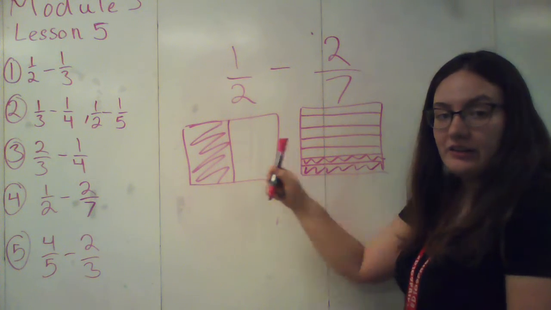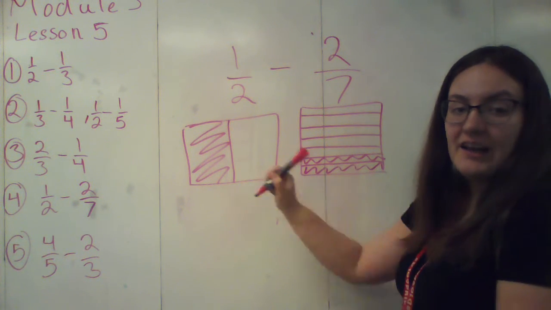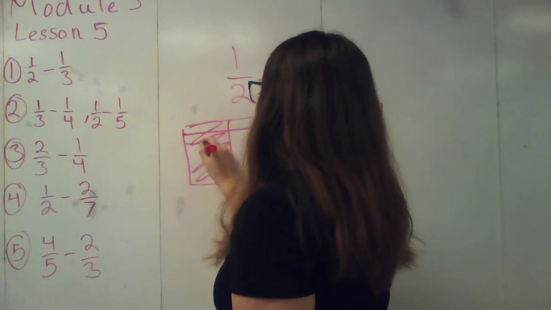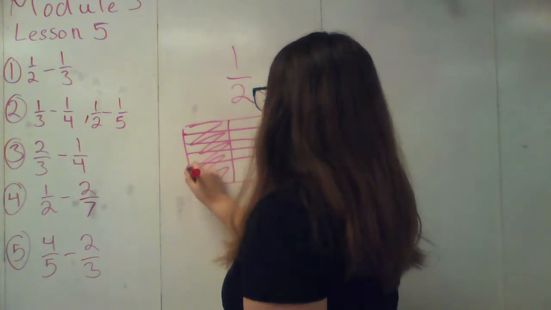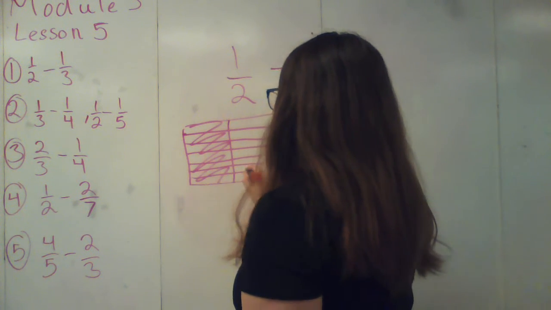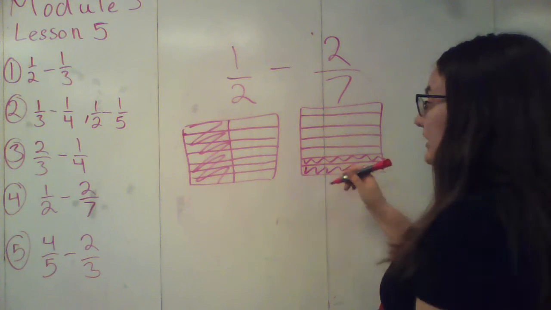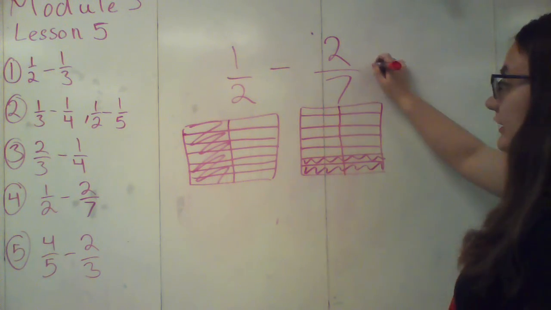Now I need both of these models to match because they do not yet. So since this one was cut into 7ths, this one needs to be cut into 7ths. 1, 2, 3, 4, 5, 6. And since this one was cut in half, I need to cut this one in half. And now I just need to make my new equivalent fraction.